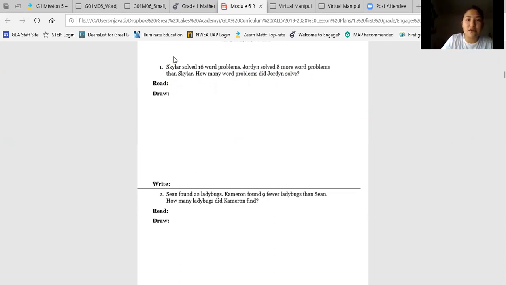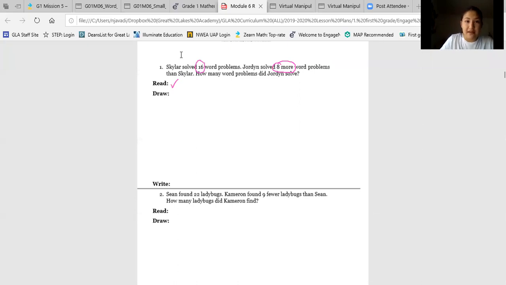Now, since you did that on your own, let's do it together. So I'm going to mark up my problem. I cannot forget, and for Jordan, I'm going to circle 8 more, because that word more right there is super important. So we read the problem, we marked it up. Now let's draw a double tape diagram.